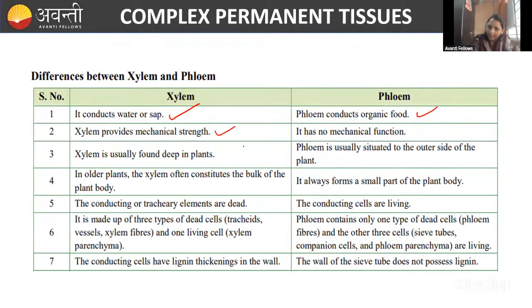Xylem provides the mechanical strength, and there is no mechanical strength from the phloem. You can see that secondary xylem will provide the mechanical strength, right? Okay. Then xylem is usually found deep in the plant, and you can see phloem on the outside of the plant. Okay, you can go through this guide. There is nothing very important here.